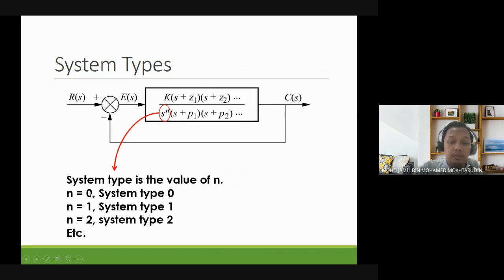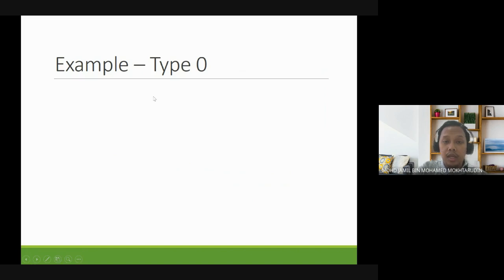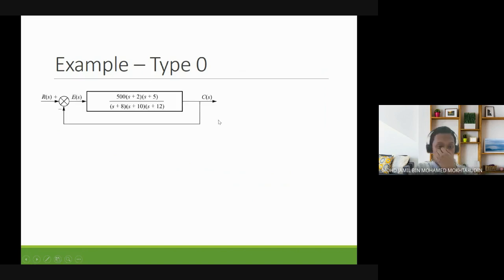If n equals 0, then your system type is type 0. If n equals 1, then the type of your system is type 1. N equals 2, it's type 2, and so on, okay? So n here represents the system type. Let's look at an example of a type 0 system. This is the transfer function given. Here, s to the power of 0 becomes 1, so the system is type 0.